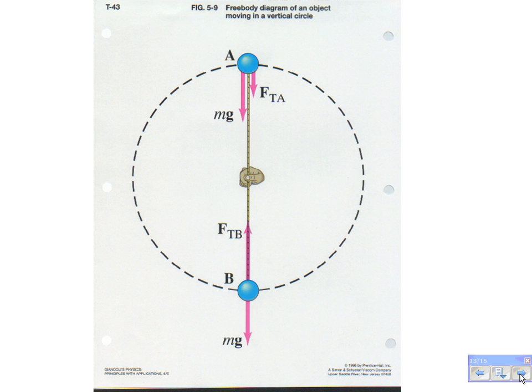We can actually calculate how hard it's pulling, because if I know how fast it's moving and I know the radius of the circle, I can calculate the centripetal force needed to make this thing go in a circle, right? Up here, the centripetal force is equal to the tension plus gravity, right? Because they're going the same direction. Down here, the centripetal force is equal to the tension minus gravity, because they're going in opposite directions.